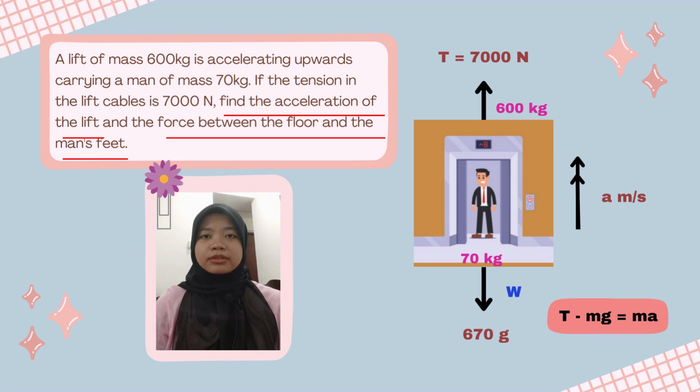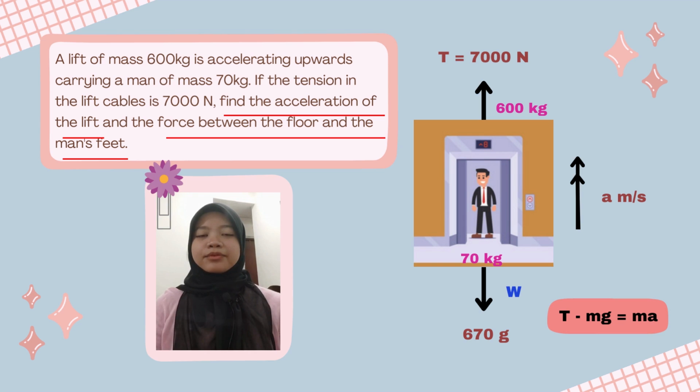So now let's look at the question. A lift of mass 600 kg is accelerating upwards carrying a man of mass 70 kg. If the tension in the lift cables is 7,000 Newton, find the acceleration of the lift and the force between the floor and the man's feet.